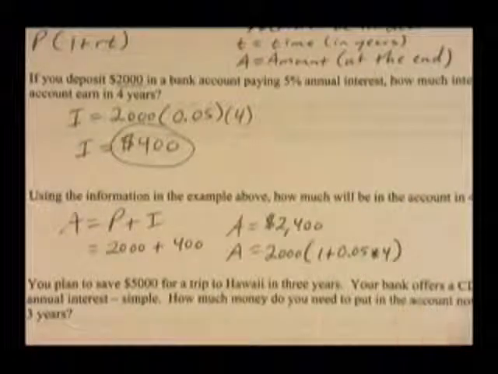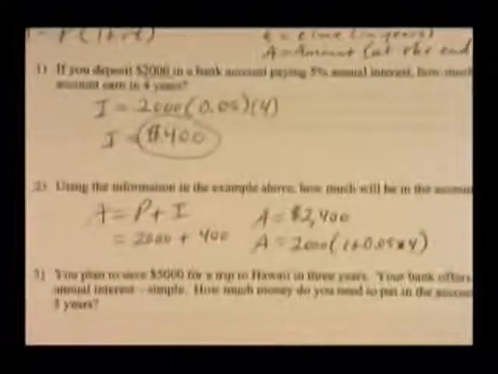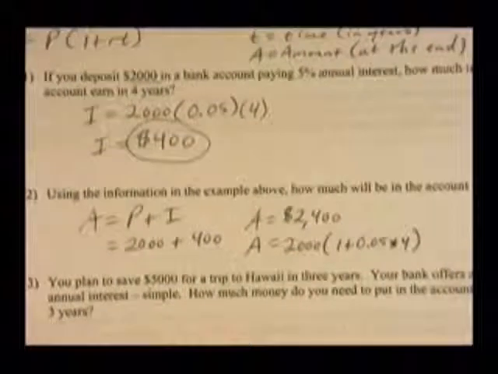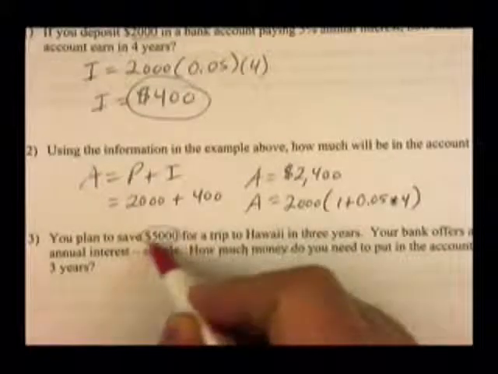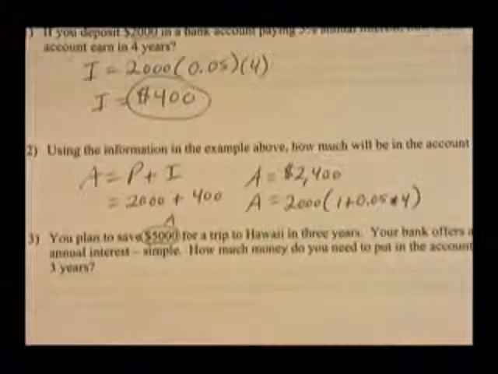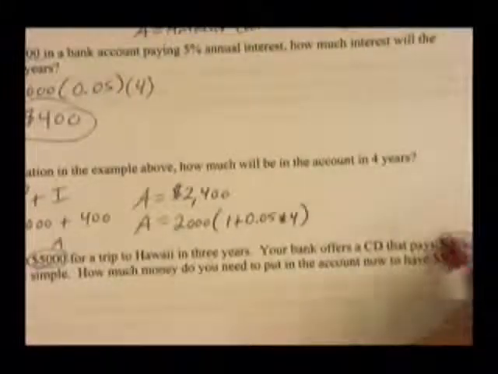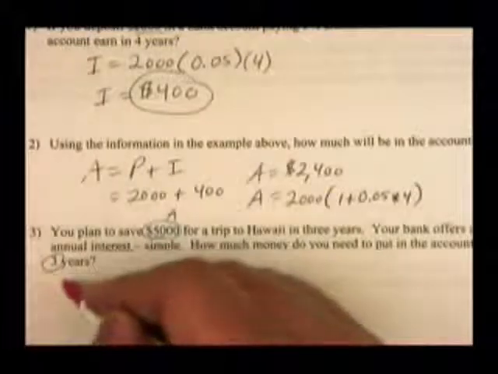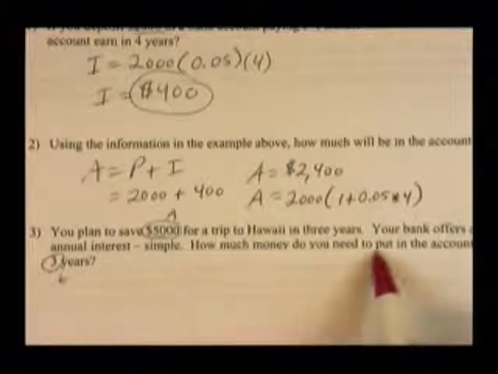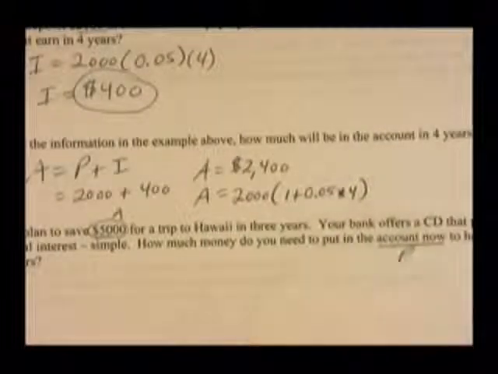How much money do you need to put in the account now to have $5,000 in 3 years? All right, so for this one, let's look at what we know. This right here is how much we want at the end of time, so that's our A. We know the interest rate is 5.5%, so that's our R. And we know our number of years is T. And what we want to know is how much money we need to put in the account now. So this is going to be our P.